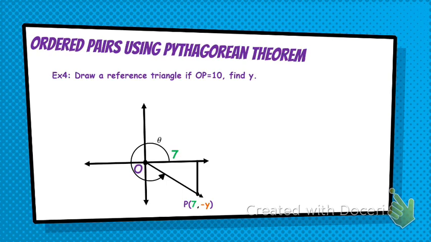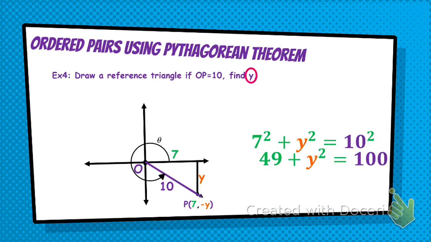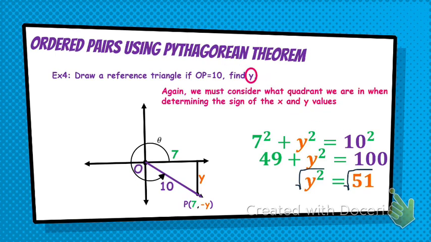So that's 7. My hypotenuse is 10. So once again, the hypotenuse should be by itself. I'm trying to find what y is, and I should understand that y is going to be negative. So I have 49 plus y squared equals 100. Subtract 49 from both sides, and I get 51. Take the square root of both of those, and we should get 7.14, but it's negative because I am in the fourth quadrant.